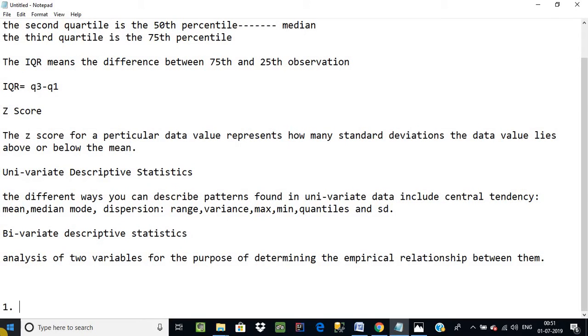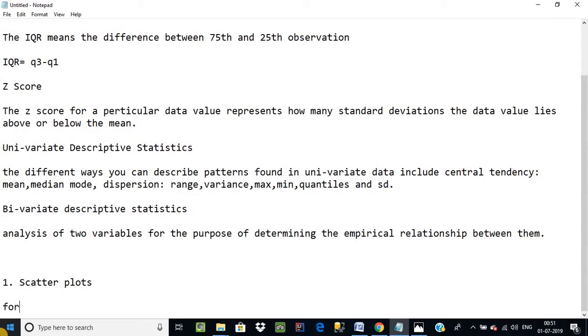The first one is the scatter plot. What is a scatter plot? It is the simplest way to visualize the relationship between two quantitative variables x and y. For two continuous variables, a scatter plot is a common graph. Each xy point is graphed on a Cartesian plane with the x-axis on the horizontal and the y-axis on the vertical.